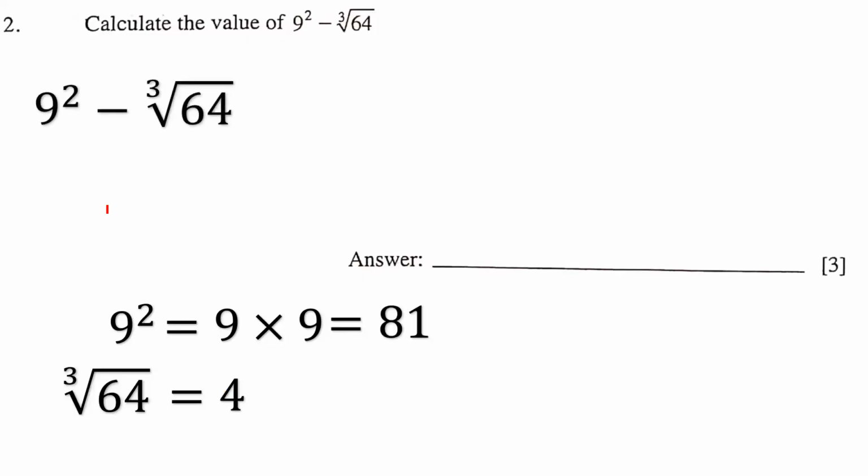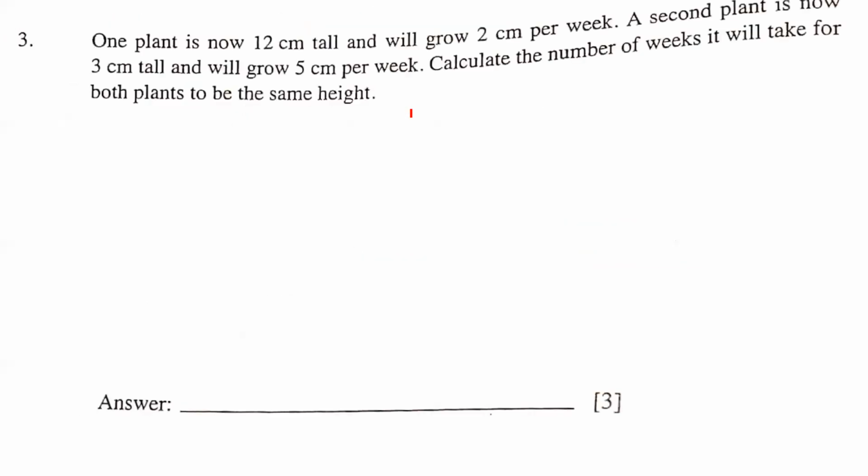And so we have 9 squared minus the cube root of 64. We know that 9 squared is 81, and we know that the cube root of 64 is definitely 4. And so we subtract, because we have the subtraction symbol. So 81 minus 4 is definitely 77. That means that the correct answer to this question is 77. Moving right along, we have question number 3.